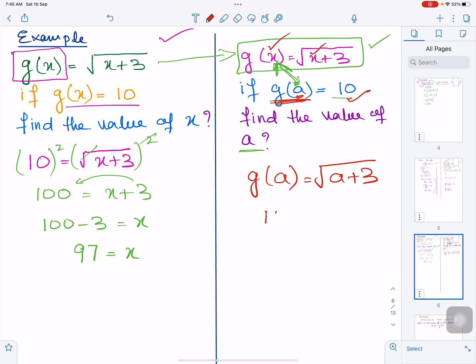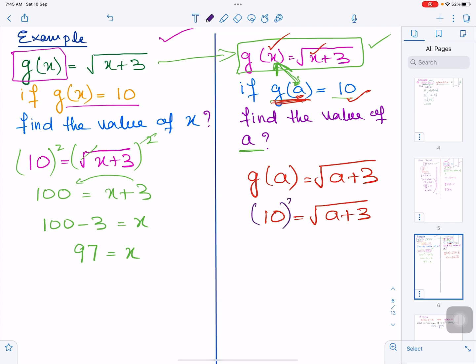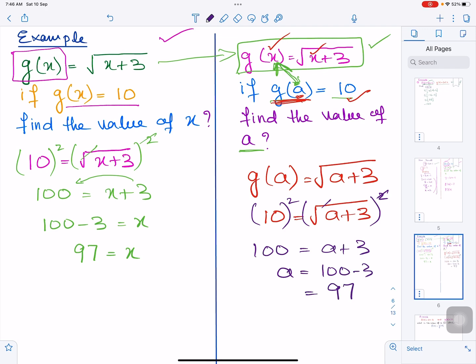So here I will write 10 is equal to root a plus 3. And again, exactly the same thing I will do. I will square both sides to get a out of the square root. So it will be 100. And a is equal to 100 minus 3, which is equal to 97. Right? I hope you understood this.